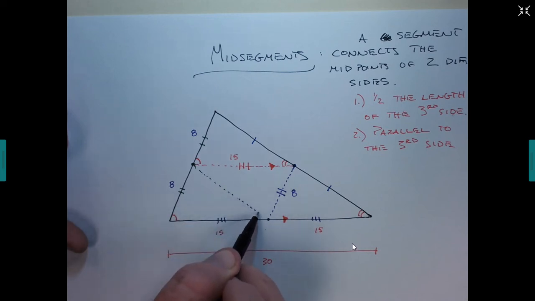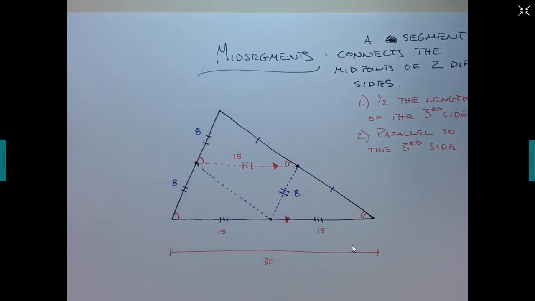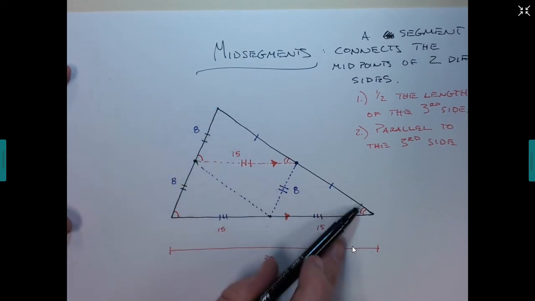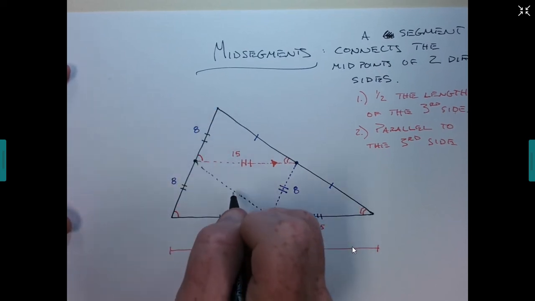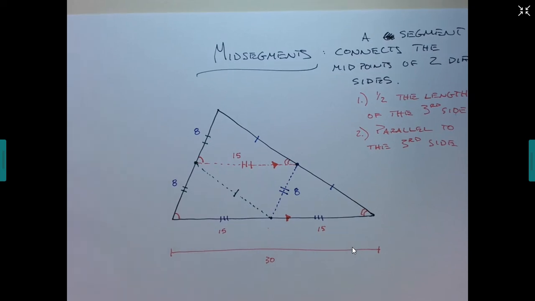There's still one more possible mid-segment I can draw. And the only reason I'm dotting these is that I could draw a solid segment, I just wanted to make it look a little bit different. So again, this is going to be half the measure of the third side. So I can put a single mark here.